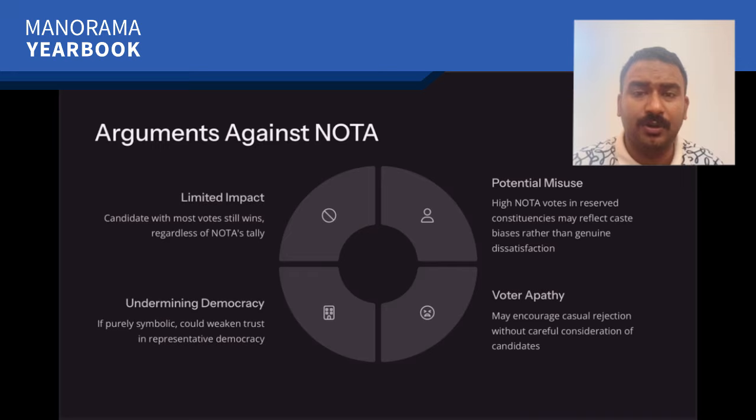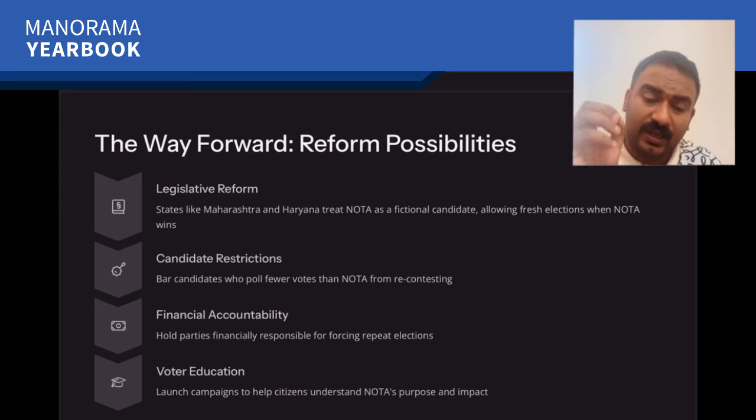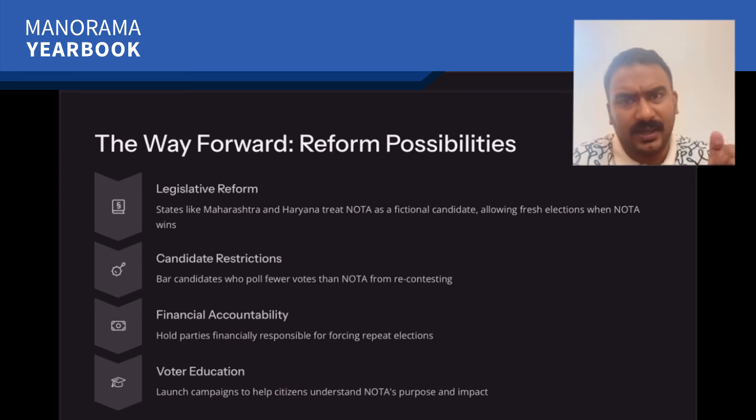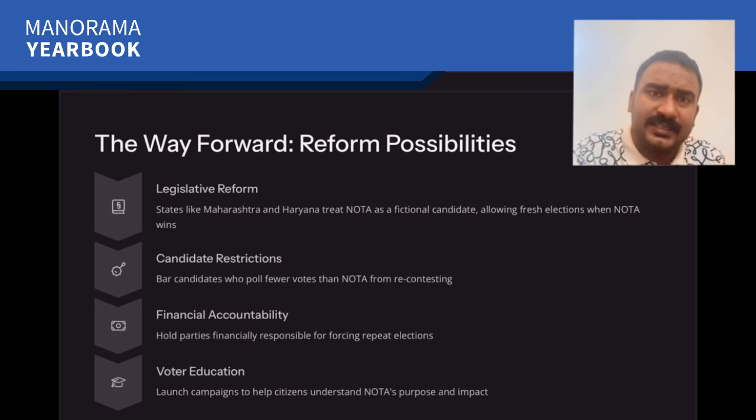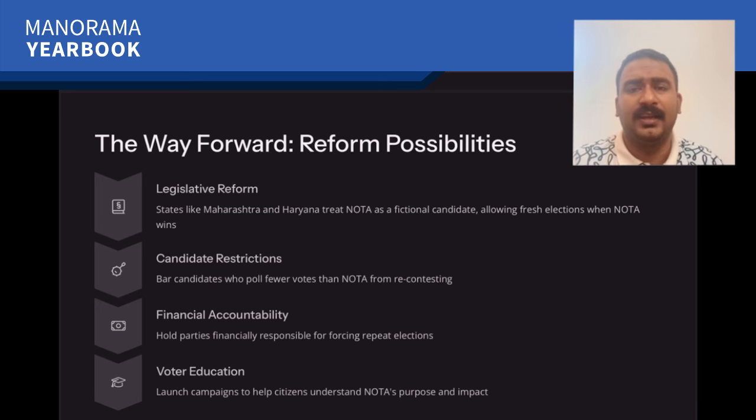So here, what should be the way forward? There we can say that there is a strong case for legislative reform. States like Maharashtra and Haryana have already taken a step ahead by treating NOTA as a fictional candidate. They have allowed for fresh elections when NOTA wins more votes than any candidate. Additionally, reforms could include barring candidates who polled fewer votes than NOTA from recontesting and holding parties financially accountable for forcing repeat elections. In such re-polls, NOTA could even be disabled to prevent indefinite cycles.